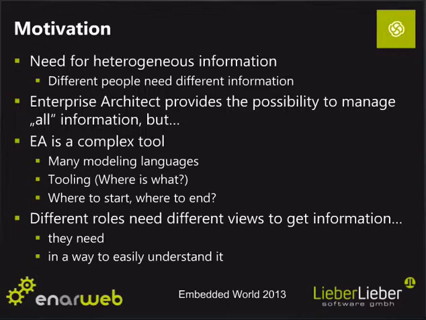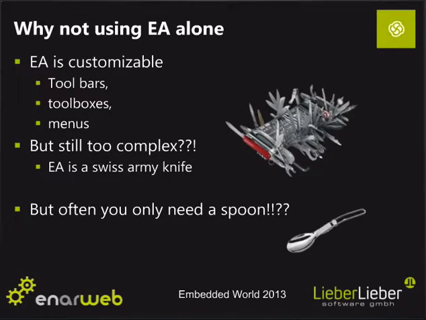So different roles need different views to get the information they really need, and in a way to easily understand this information. Why not use Enterprise Architect alone? Enterprise Architect is a customizable tool, so you can customize each toolbar and toolbox and even the menus and commands, but it's still a complex tool from my experience. You can compare Enterprise Architect with a Swiss Army knife, but often you only need a spoon.